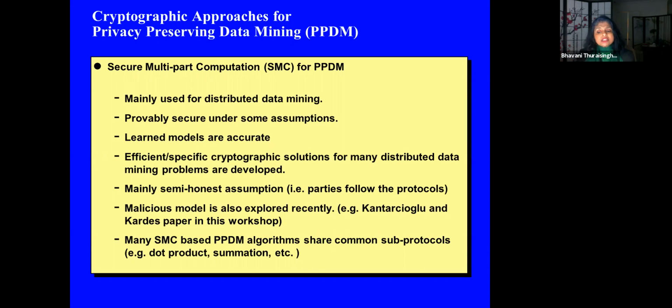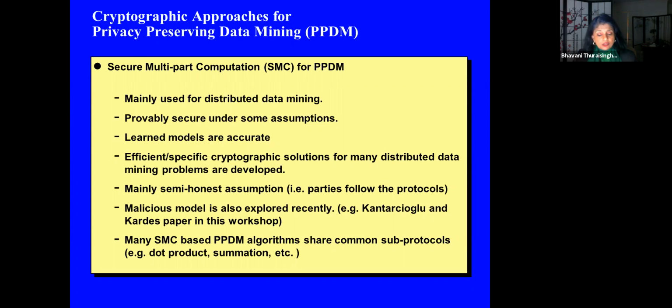The malicious model has also been explored recently. There was a workshop, I think it's the ICDM, International Conference on Data Mining Workshop, or maybe it was KDD. Yeah, it was the data mining workshop in 2007, and that was held in, I think, Omaha, Nebraska. So we assume that the parties are semi-honest. That means they are not going to lie or give false stories.